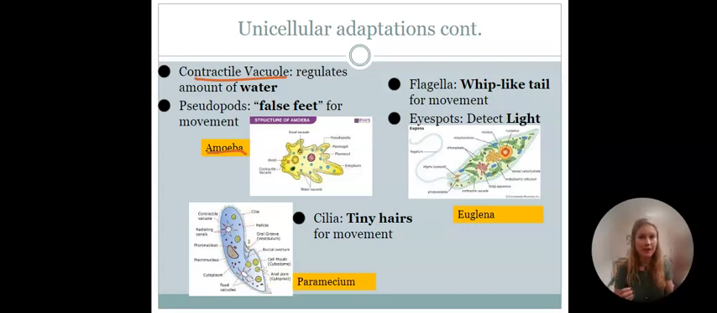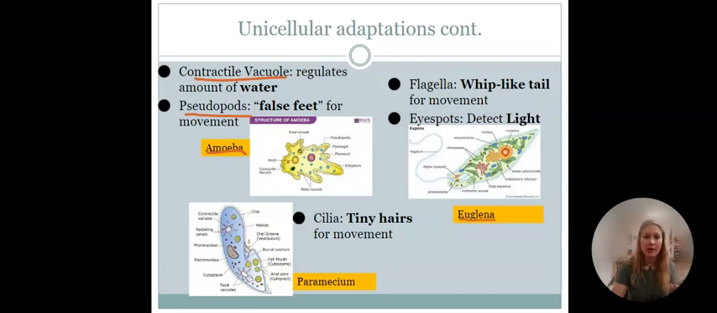A contractile vacuole is not the same thing as a regular vacuole. When we talk about a normal vacuole back in plant cells, that was just for storage. A contractile vacuole contracts. Think of it as like a bladder, so it regulates the amount of water. Amoebas also have what's called a pseudopod, false foot. It's used for movement.